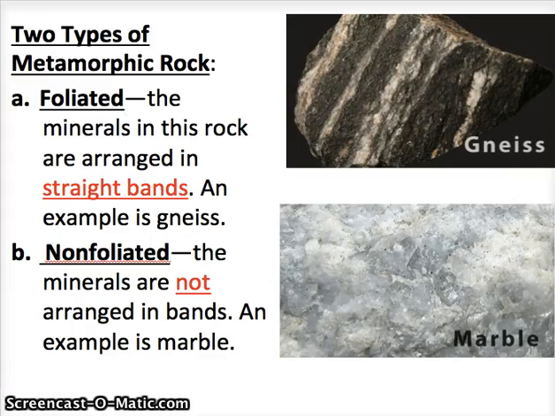Now there's two types of metamorphic rock. The first type is called foliated. Foliated metamorphic rocks usually have minerals that are arranged in straight bands. So here is an example called gneiss.